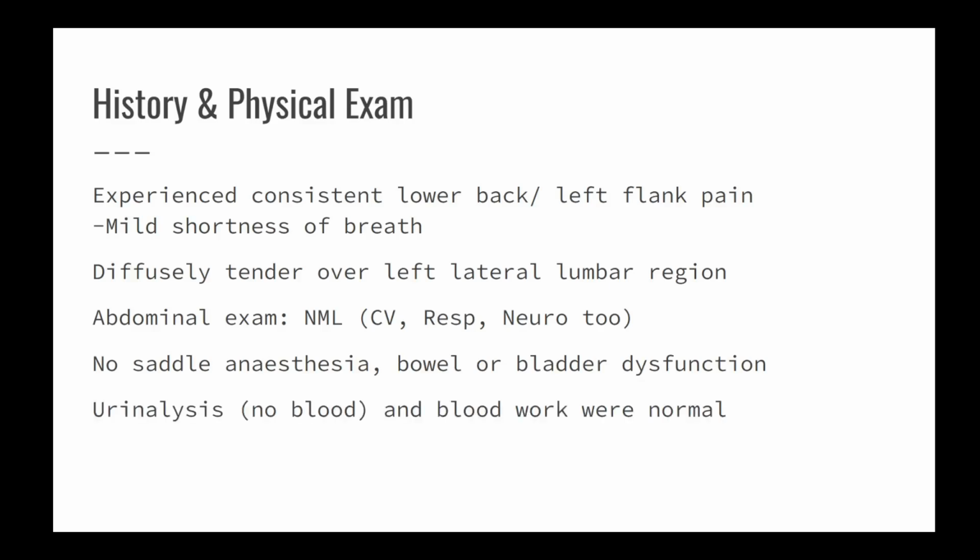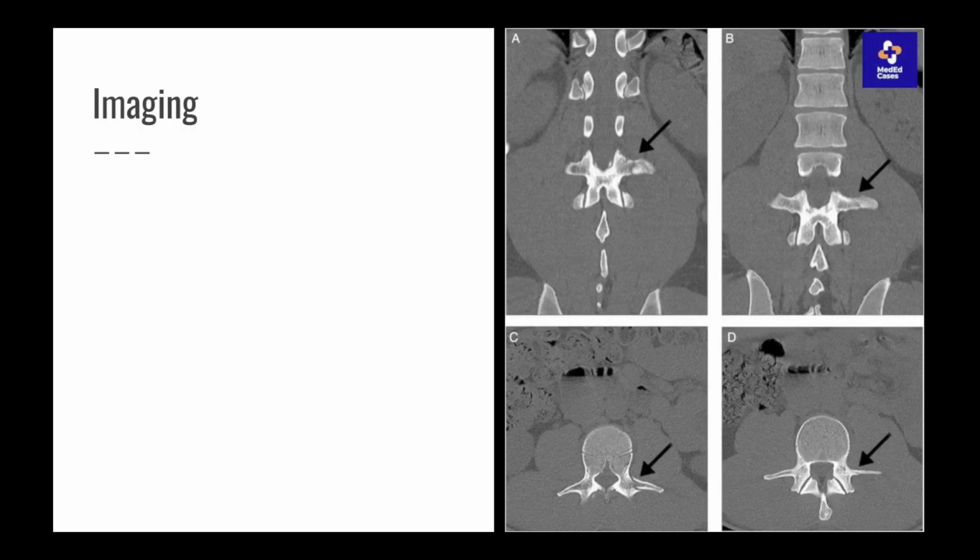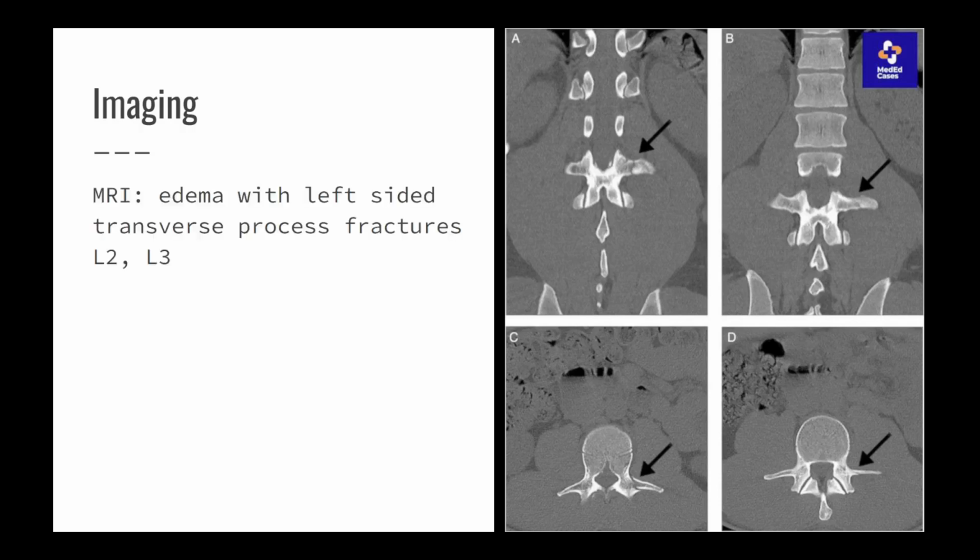He had some routine blood work and a urinalysis, no blood in his urine, and his blood work was all normal. He had an MRI which showed edema with left-sided transverse process fractures at L2 and L3. And then, of course, a CT is a better study for this. So he had a CT scan that's shown here. And you can see the coronal. This is the L2 transverse process fracture of the coronal. This is the L3. And then you cut to the axial, and they're showing you the same images in the axial plane. So two transverse process fractures on the left side, L2, L3.